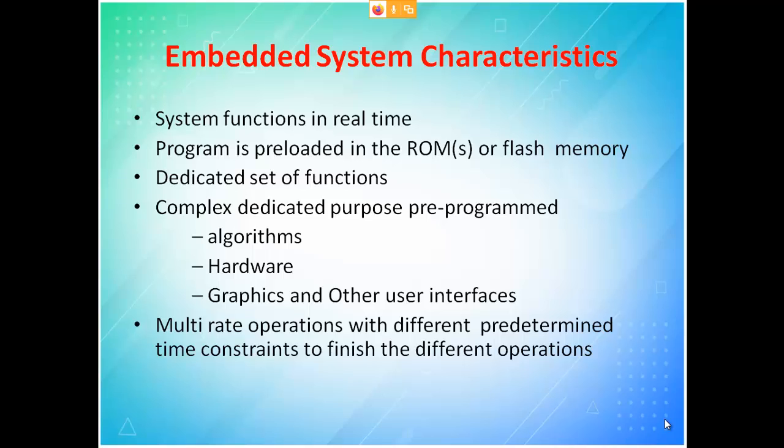Then let us move on to embedded system characteristics. What characteristics should it have? The system should be real time. The program is preloaded into RAM or flash memory. Dedicated set of functions. Complex dedicated-purpose programs like algorithms, hardware and graphics. Multi-rate operation with different predetermined time constraints to finish the different operations. All this comes under real time.